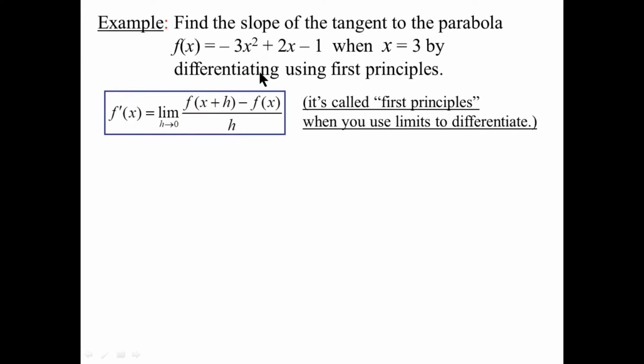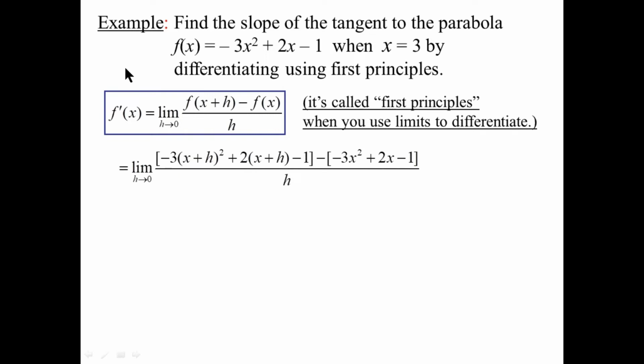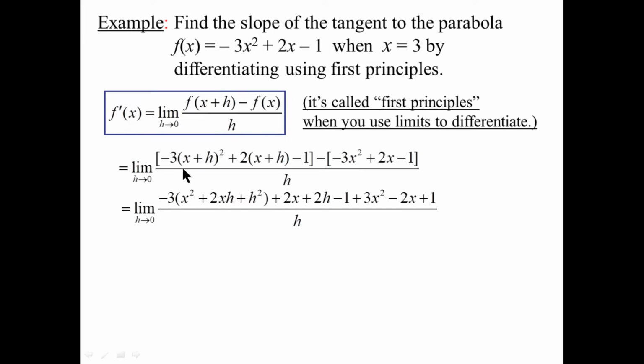And f of x plus h means sub in x plus h to each of those x values, minus f of x. So let's plug into the formula by subbing in x plus h into each. Subtract. Now notice how it says subtract f of x. This says subtract, and we need square brackets because we're going to subtract all of f of x. So we'll subtract everything. And squaring a binomial, x squared, double the product, h squared. Distribute the 2, 2x plus 2h. Subtract 1, and distribute the subtraction. Add 3x squared, take away 2x, add 1 when you distribute the subtraction.